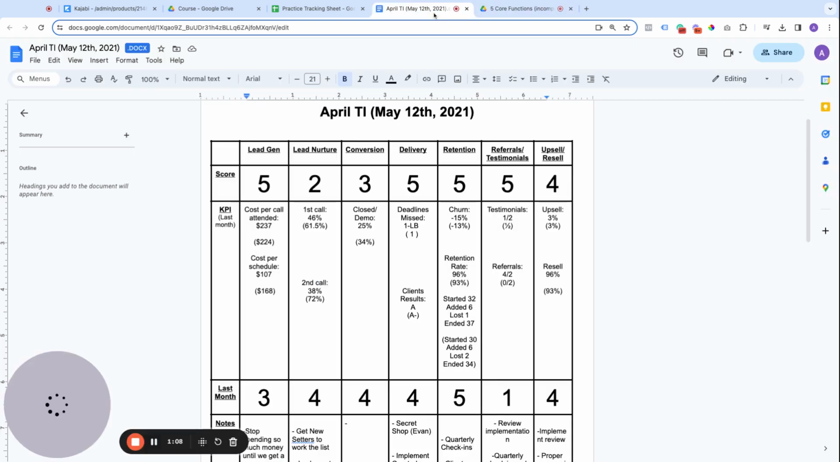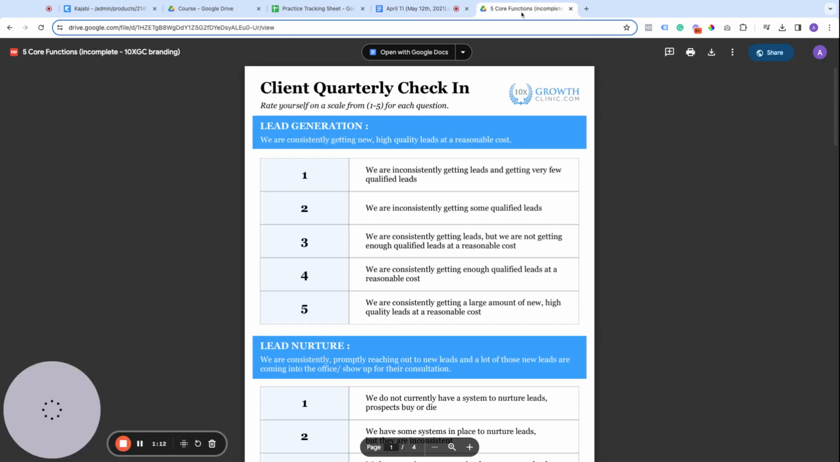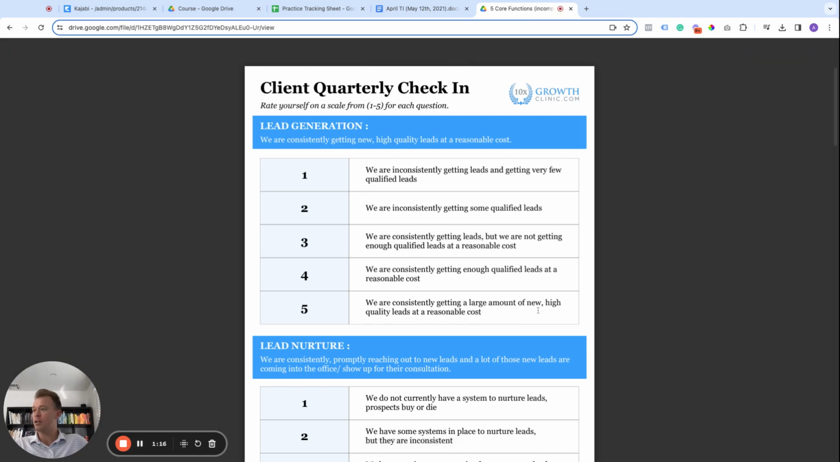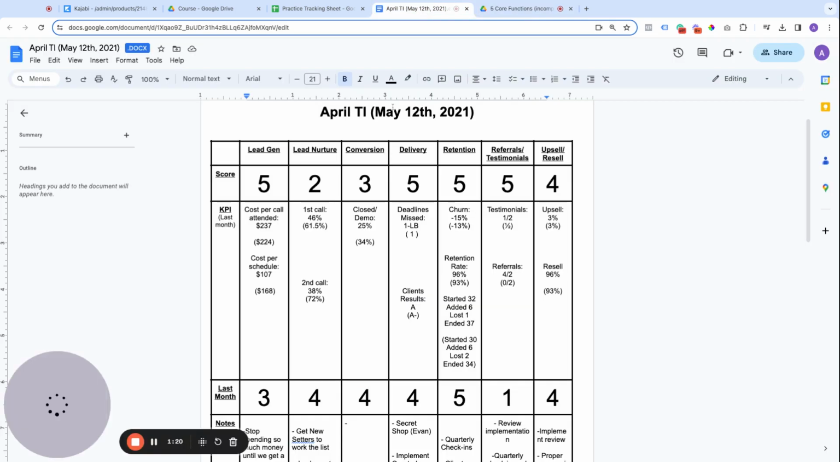So it looks like in the month of April 2021, we were consistently getting a large amount of new high quality leads at a reasonable cost. It looks like in April, we felt like we were doing really well with lead gen. And then lead nurture, we weren't doing so well. Conversion, we were doing okay. Delivery, retention, we were doing really well. Referrals, testimonials, doing really well. What can you really get upset about here?